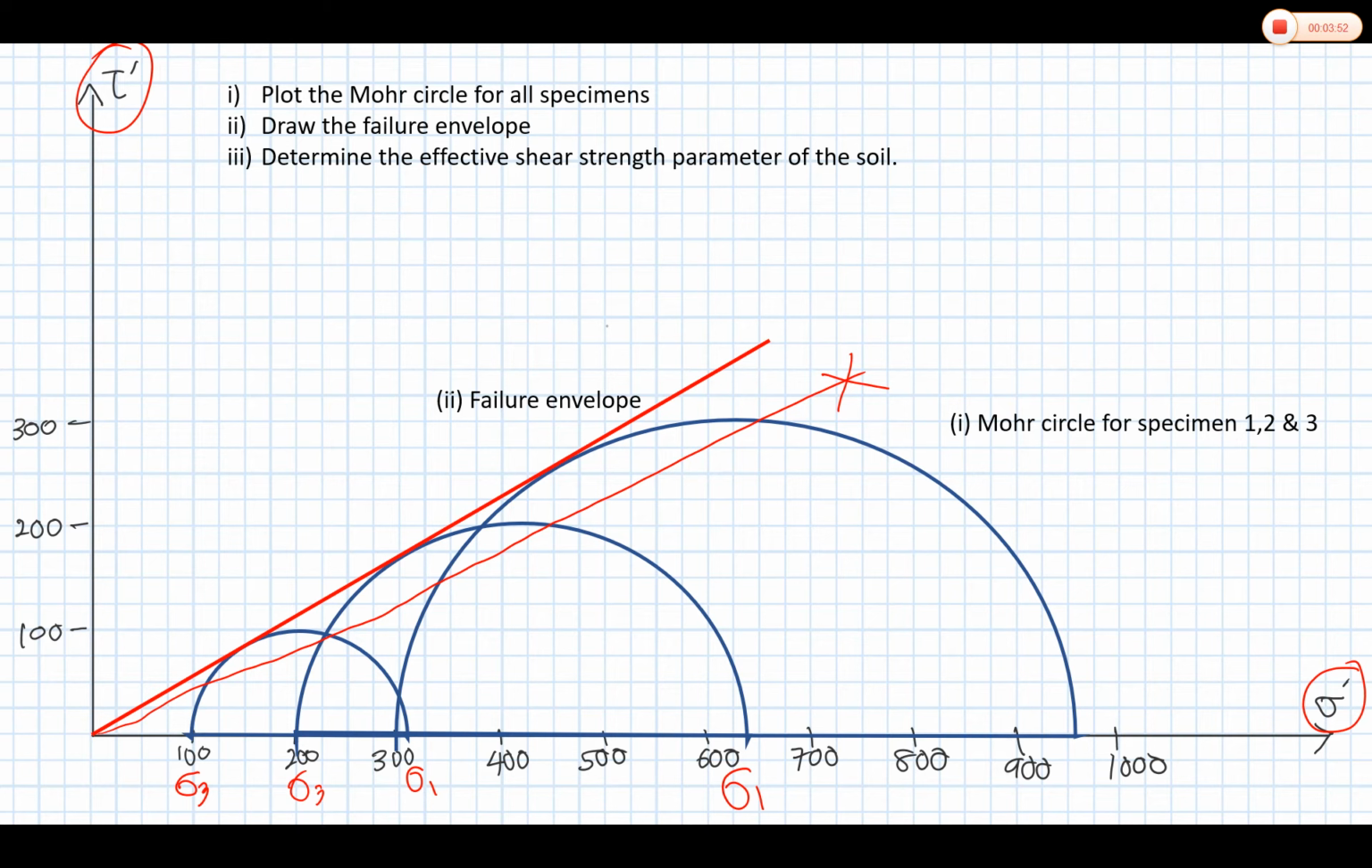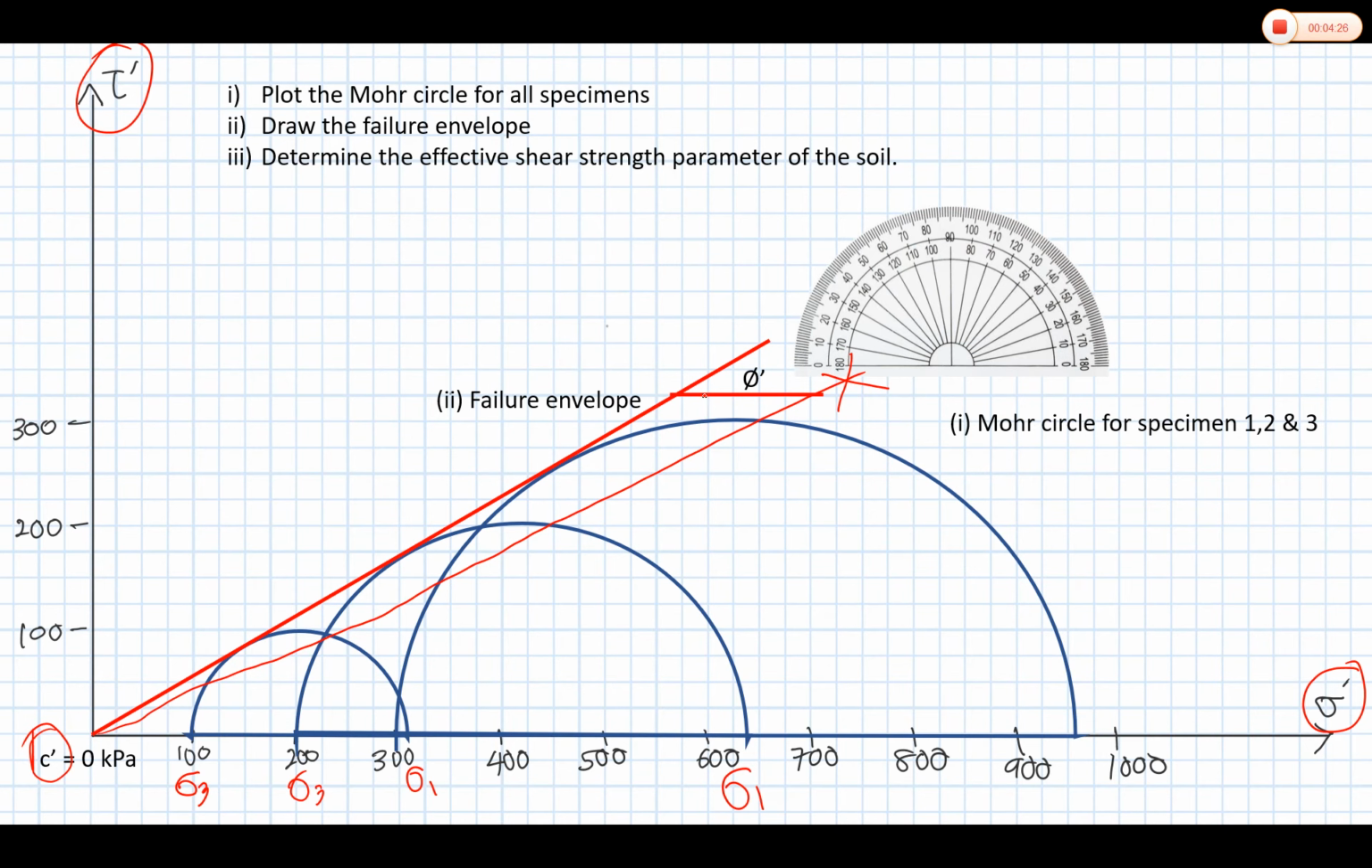Alright, when you read the intersection between the failure envelope and the y-axis, you will have the C prime value. For this case, we have C equal to 0 kPa. Since this is the CD test, it gives you the effective shear strength parameters, so you will have C prime. Then you need to measure the angle of friction using a protractor. Draw a horizontal line at any part of the failure envelope and measure the angle; that angle is phi prime, the angle of friction.